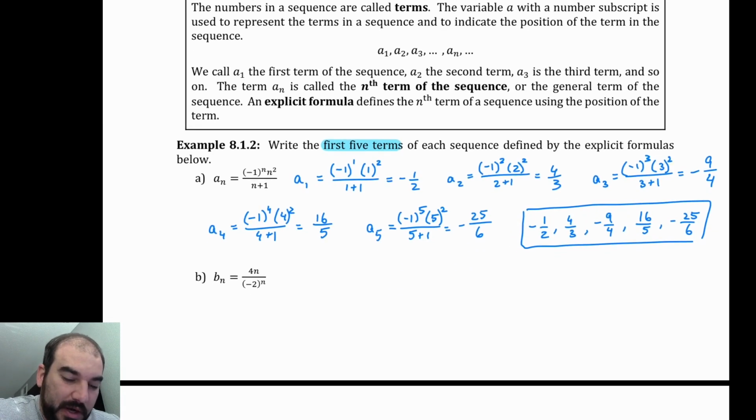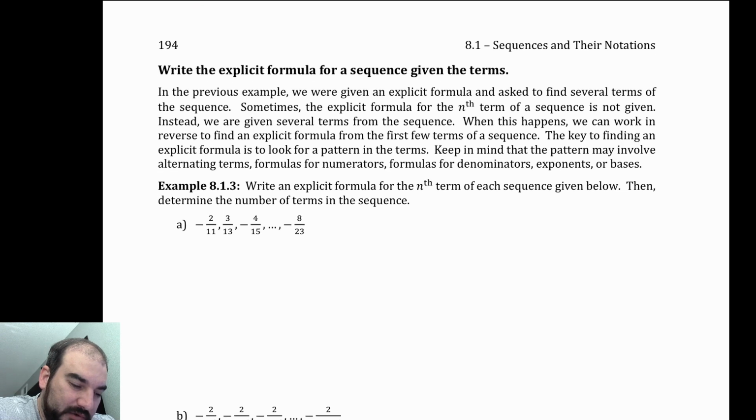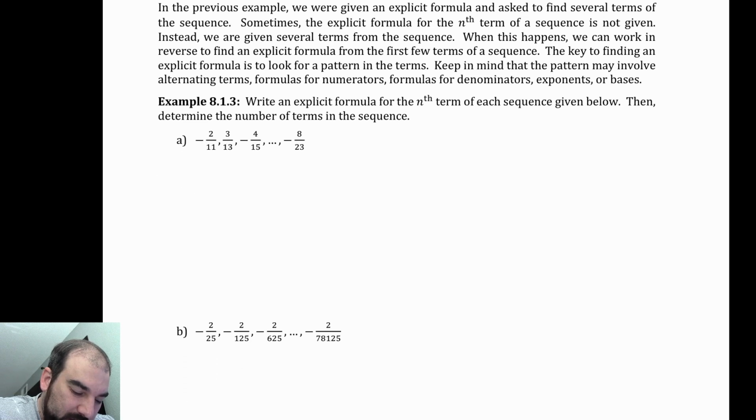Okay, so that's how we find the terms of a sequence if we're given an explicit formula, right? We just plug in n. If the question asked, instead of the first 5 terms, for just one term, like the 8th term, for example, you would just plug in 8 for n, right? So then you would find a sub 8, and that represents the 8th term in the sequence. Cool. Next, we're going to write explicit formulas for a sequence given the terms.